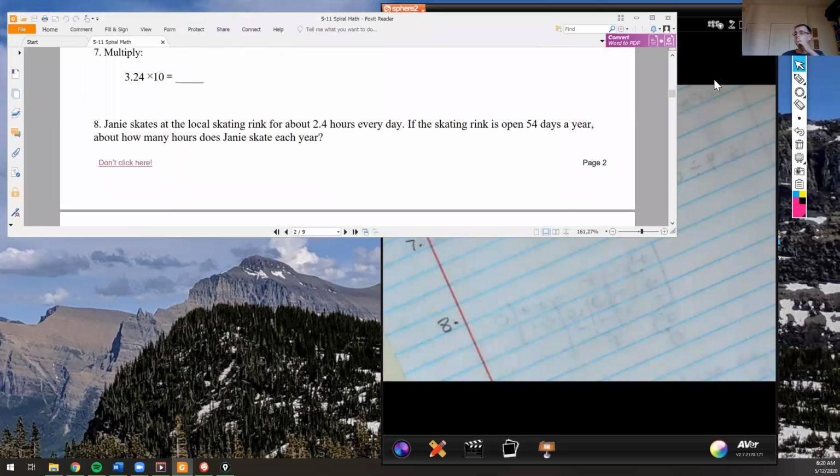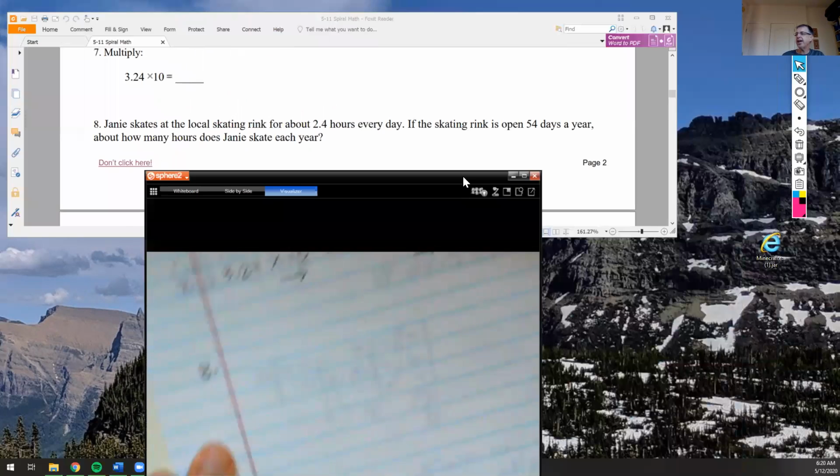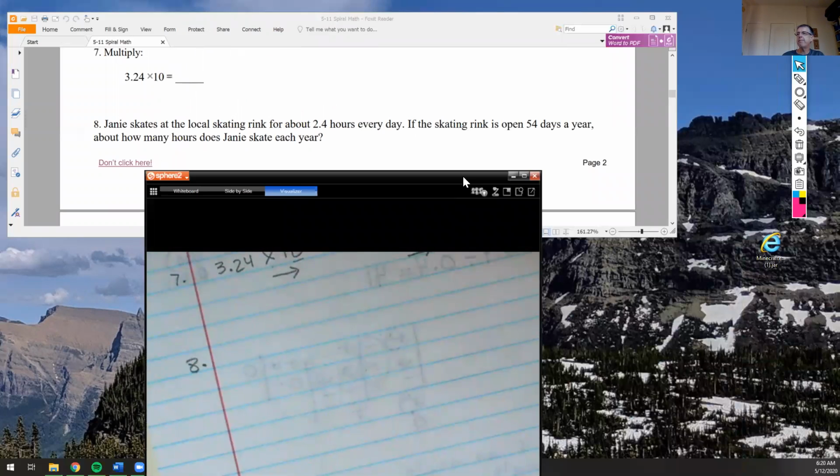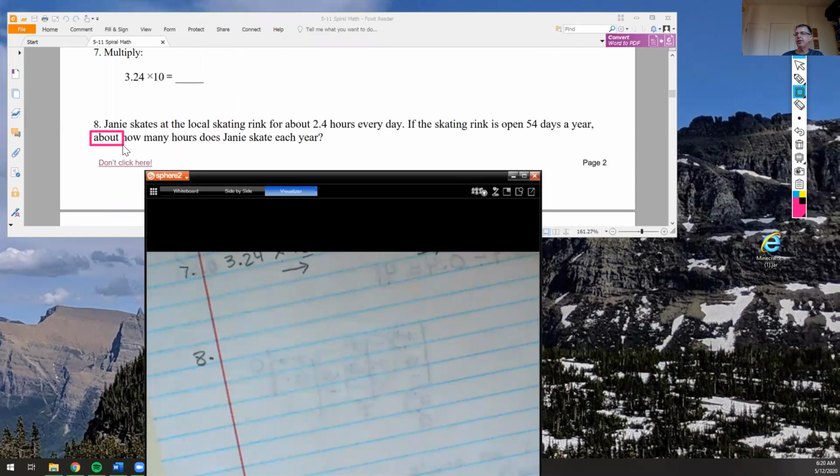Janie skates at the local ice skating rink for 2.4 hours every day. If the skating rink is open 54 days a year, about how many hours does Janie skate each year? All right, so here's the key word again, the word about. Now, about means I'm going to be doing some rounding, so this is easy to do in my head.